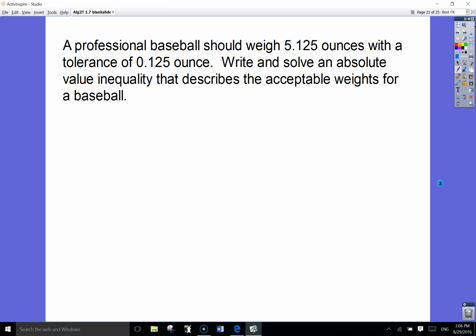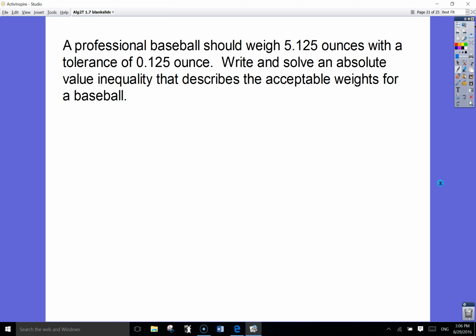Okay, so a tolerance means basically like error. If you run an assembly line that's making baseballs, and you set the machine to say every one of these balls should weigh 5.125 ounces, do you think every ball weighs 5.125 ounces? No, it may be close, but it's not always going to be exact. So in the manufacturing world like this, you have to set what is acceptable. Is 5.5 okay? Is 6 okay?